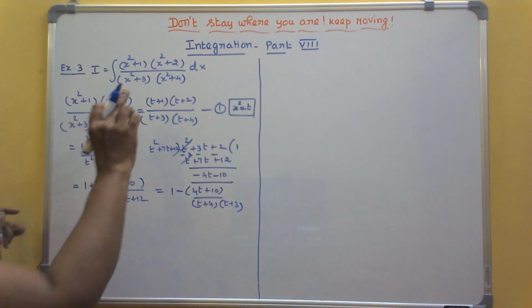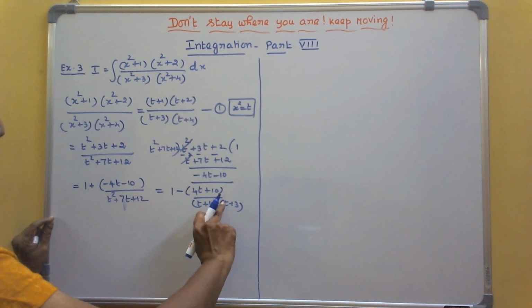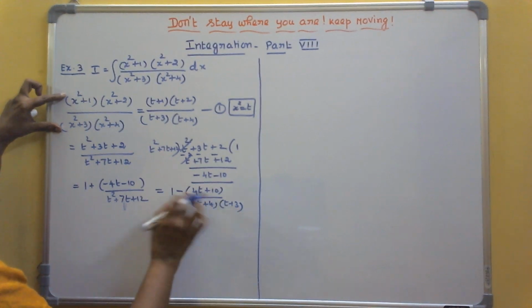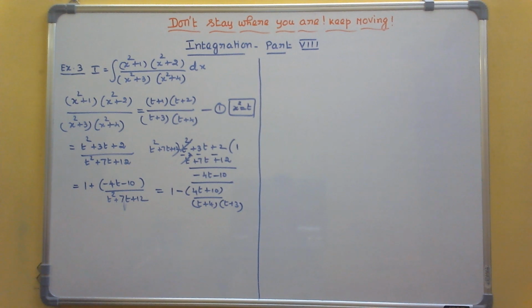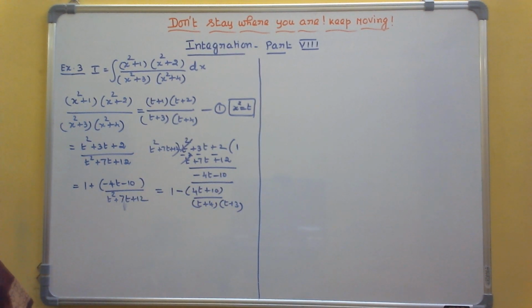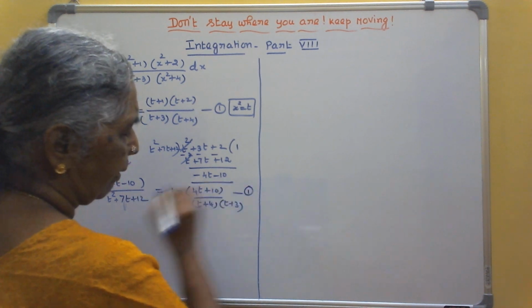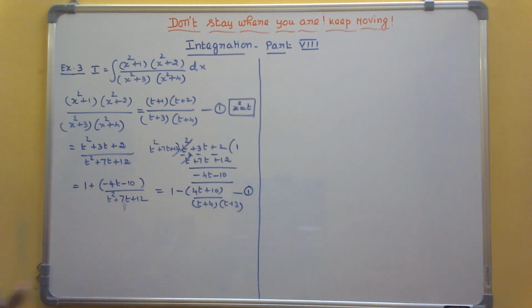So now this given integrand, which is equal to 1 and that 1 is equal to this. So we can call the given integrand is equal to this part, 1 minus 4t plus 10 by t plus 4 into t plus 3. This you can actually use partial fraction method and you can express it as a by t plus 4 plus b by t plus 3 and you can get the a and b, right? So this is also again 1 I will write.